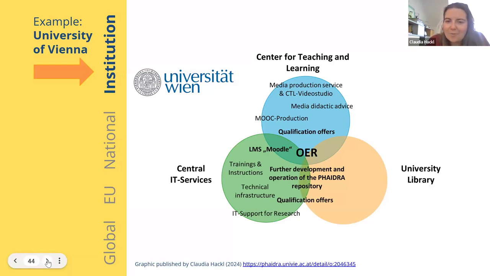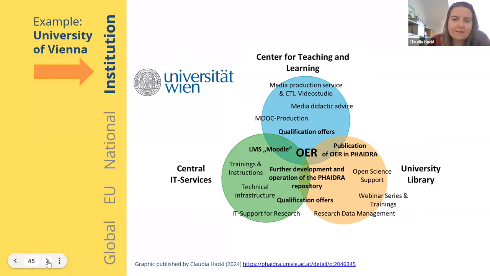And at the end, last but not least, we have the university library. They have all the open science support, of course. They have different webinar series and trainings as well. They have all the infrastructure for the research data management I told you about already. And also the publication of OER in Phaedra is a main part here, with all the metadata, metadata schemes and so on. So that's a look at the diverse perspectives on OER coming from these three collaborating parties at University of Vienna.